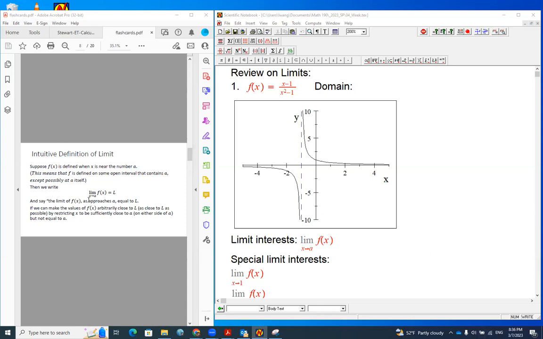As we understand from the intuitive definition of limit, when x is approaching a, a is not necessarily in the domain of the function. In some cases, a is in the domain; in some cases, a is not in the domain. But we only consider when x, the input, is approaching a, but not equal to a. And how do we see that dynamic process?